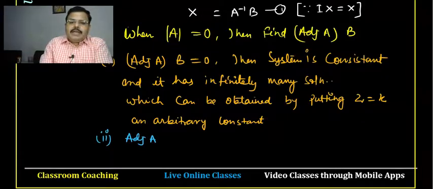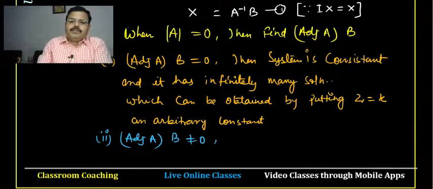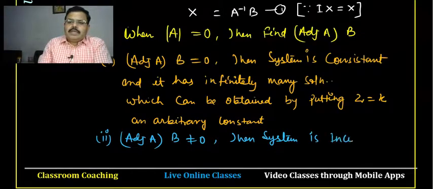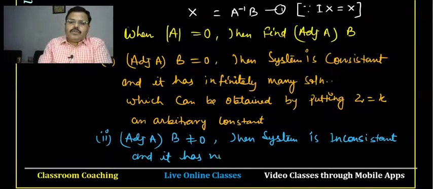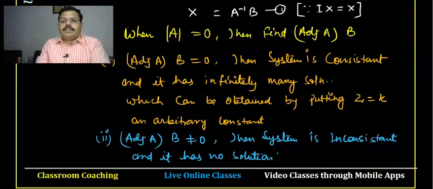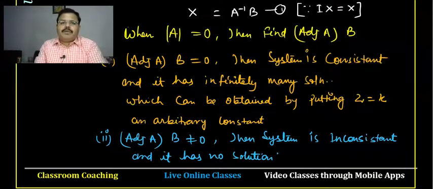Now, the second one is, if adjoint of A into B is not equal to 0, then the system is inconsistent and it has no solution. So there is no need to find a solution in this case. So this is the algorithm of the matrix method.